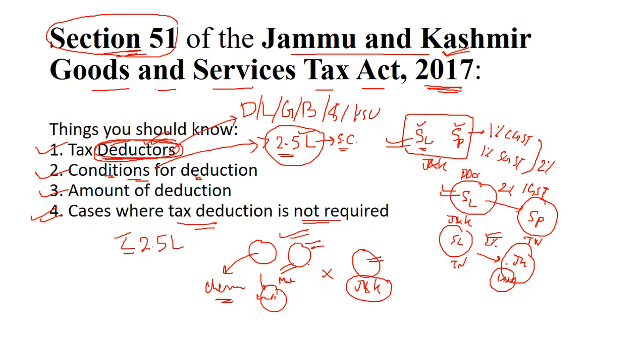The payments made to an unregistered supplier, in those cases also tax deduction is not required. And sometimes there is confusion whether we will deduct GST from a supplier or not. In that case, you can also take an undertaking from the supplier that his annual turnover is less than 20 lakh rupees in case of J&K.